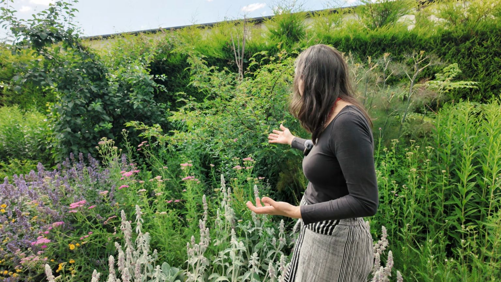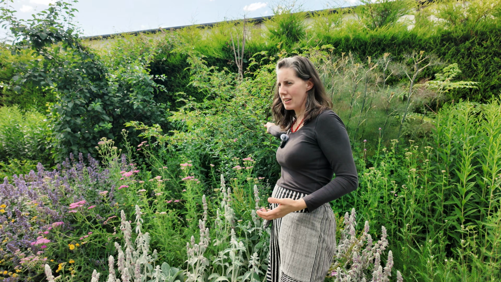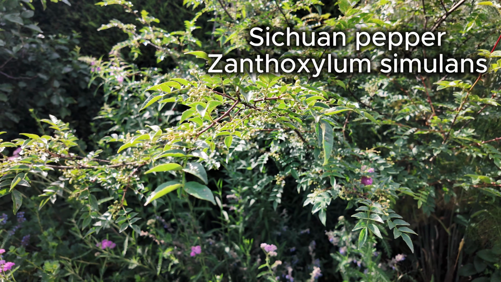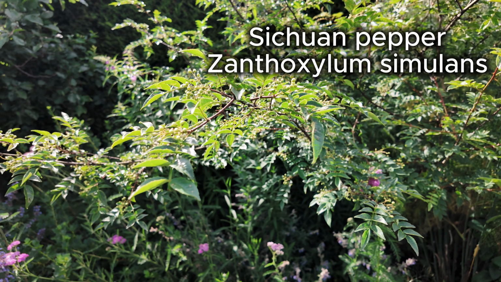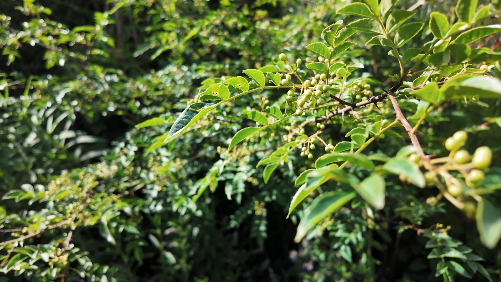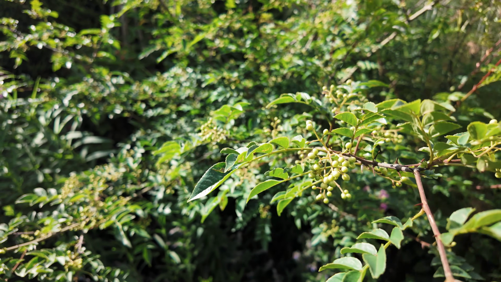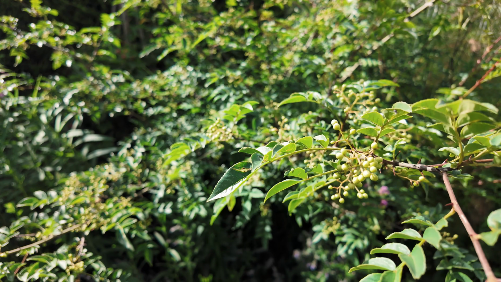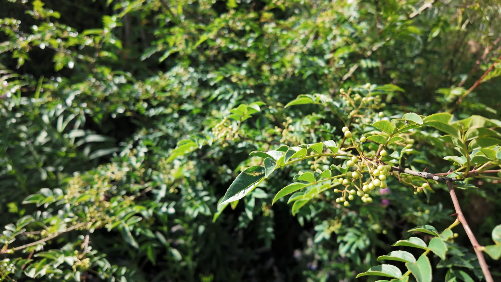Why not grow something a little bit more interesting, something a little different that maybe you can't find readily in the shop? So maybe something like a Szechuan pepper. This one here is Xanthoxylon simulans. This one is self-fertile, so it doesn't need a pollinating partner. And you can see it's absolutely covered in fruit. So this tree is probably about 4 or 5 years old now.